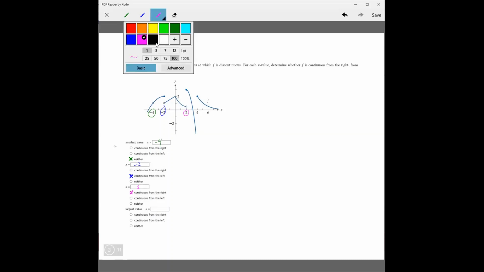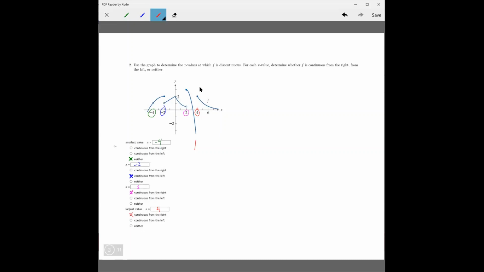The last one is 4. It looks like there might be a vertical asymptote going down there, but it is continuous from the right because it's going to 2 from the right, and the value at 4 is 2. That should work, so those should be the answers. Any questions about that?